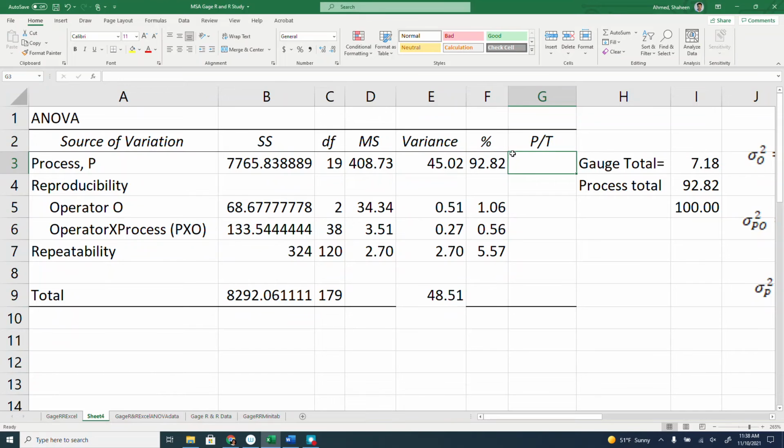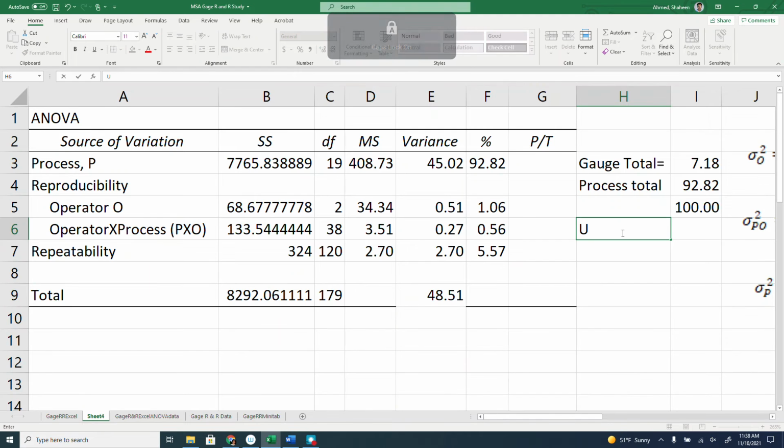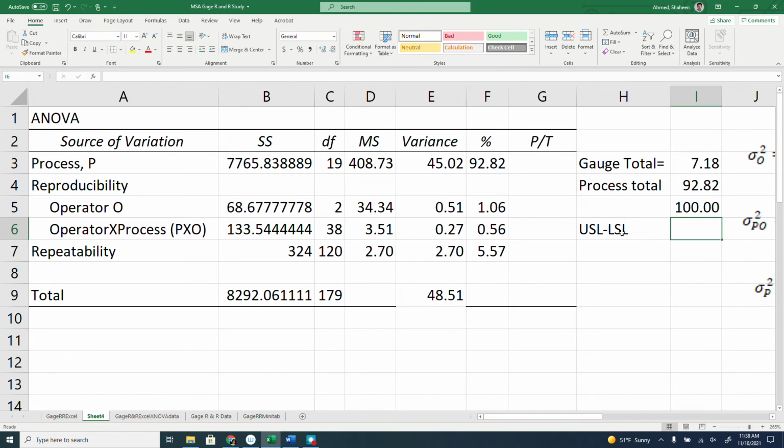With respect to the variance component, the gauge is contributing about 7% variation in this measurement system, which is okay, not too bad. But what determines whether a system is capable or not is this precision to tolerance ratio, which is the 6 sigma divided by the control limit, the spec limit. Let's say we have 65 as the upper limit and 5 as the lower limit. So the range is 60.